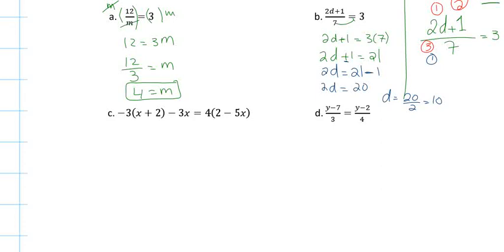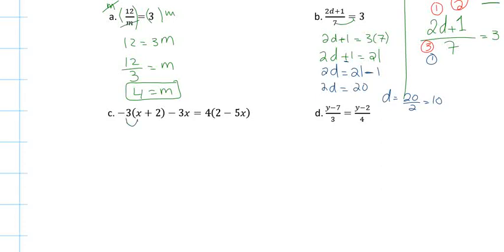So for this one, the first thing that you want to do is get rid of your brackets. Okay? Before you move anything around, get rid of your brackets. So to get rid of my brackets here, what should I do? Multiply the -3 into the bracket. Okay? Distributive property. Remember, if you have brackets, you have to distribute.